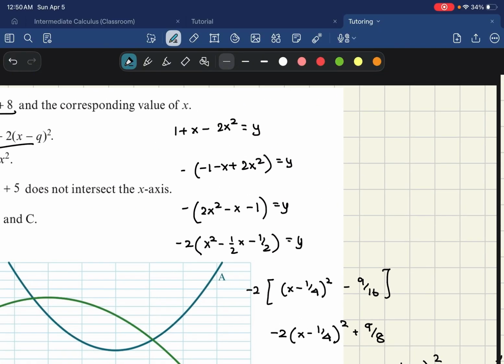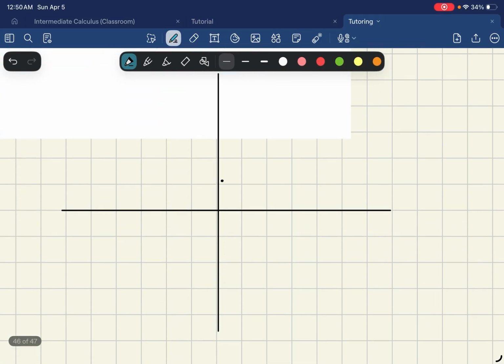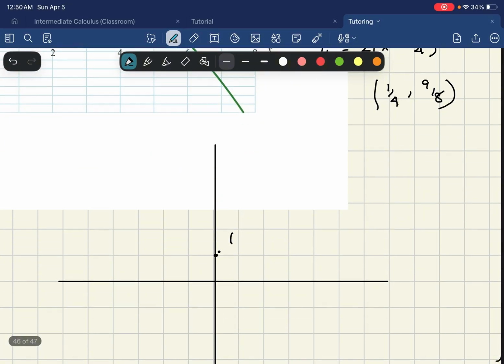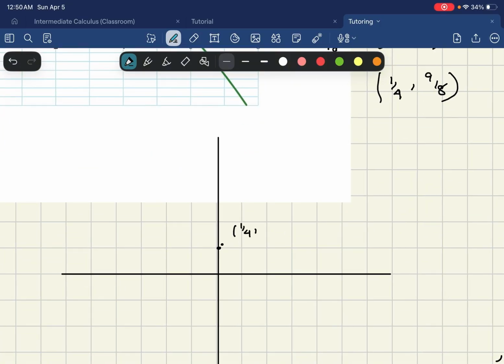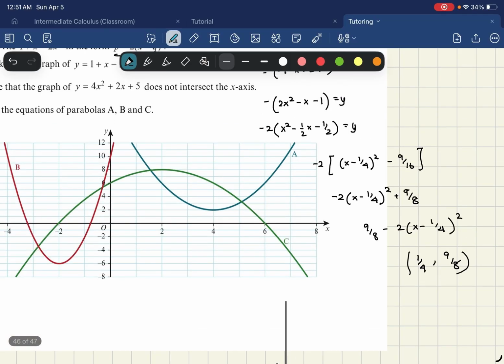And let's solve for the intercepts. If x is equal to 0, y is equal to 1. So you intersect here. So your vertex is at 1 over 4 comma 9 over 8. Your 0 comma 1 is an intersection, so the y-intercept occurs at 0 comma 1. And now you will probably have two x-intercepts. Your graph looks something like this. And now your x-intercepts, you can just plug in, right?